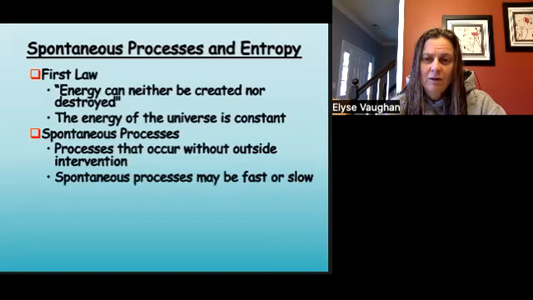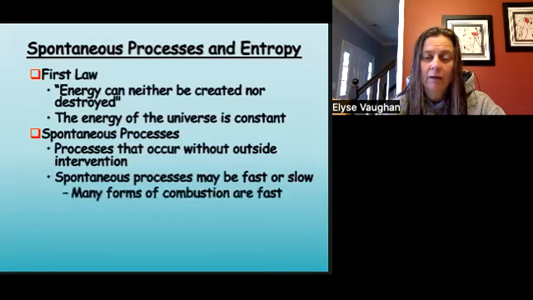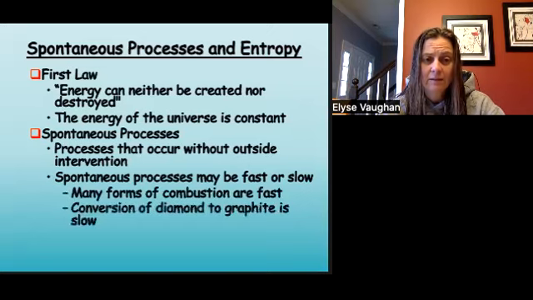Spontaneous processes are not necessarily fast. They can be fast or they can be slow. A lot of forms of combustion are really, really fast and they're spontaneous. But the conversion of diamond to graphite is also spontaneous, and it's really, really, really slow, for which the jewelry industry is eternally grateful.